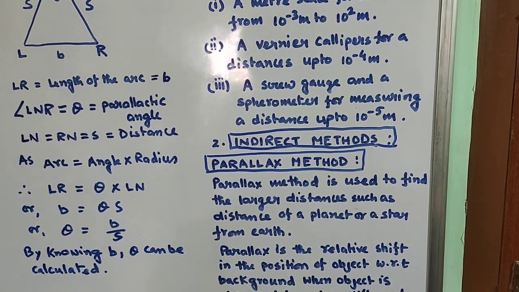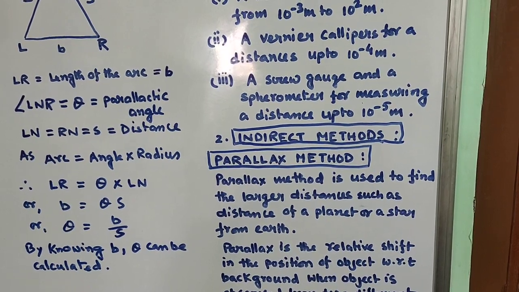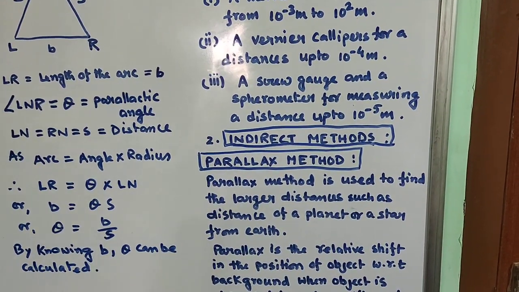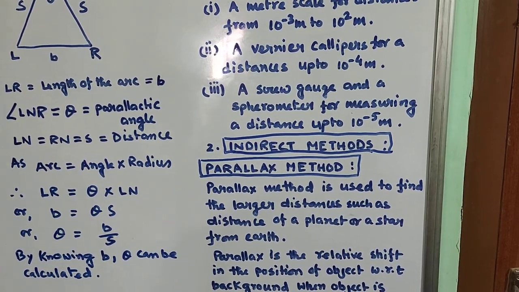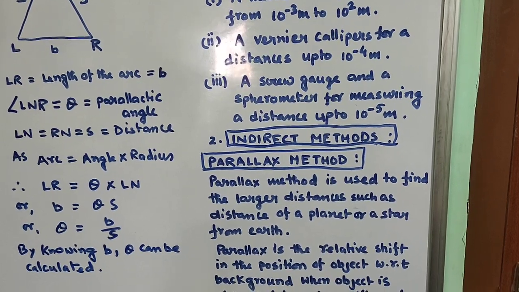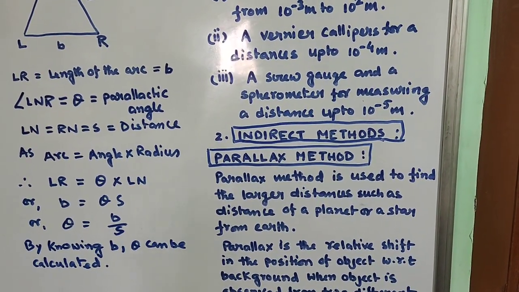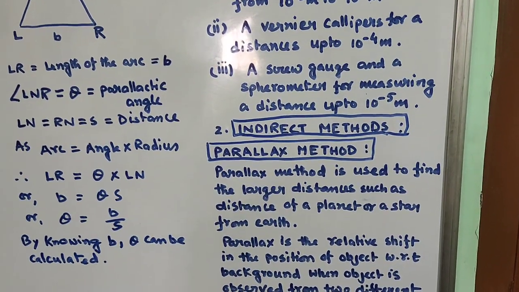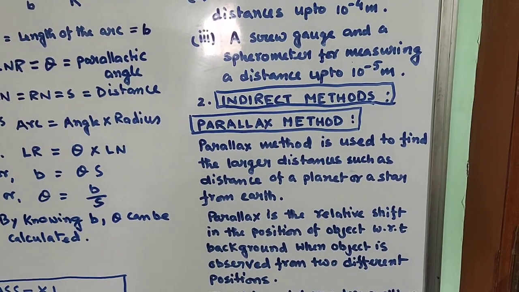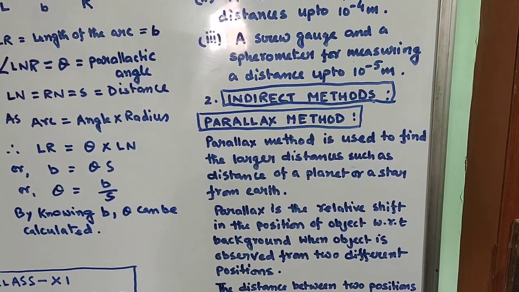The parallax method is used to find larger distances, such as the distance of a planet or a star from Earth. So definitely you are not supposed to use a meter scale or any other instrument directly to measure the distance, because the distance is very far. In that case you have to use some mathematical formula or some approximation to measure the distance. So that is the indirect method. Now definitely you can realize this method in your home itself.